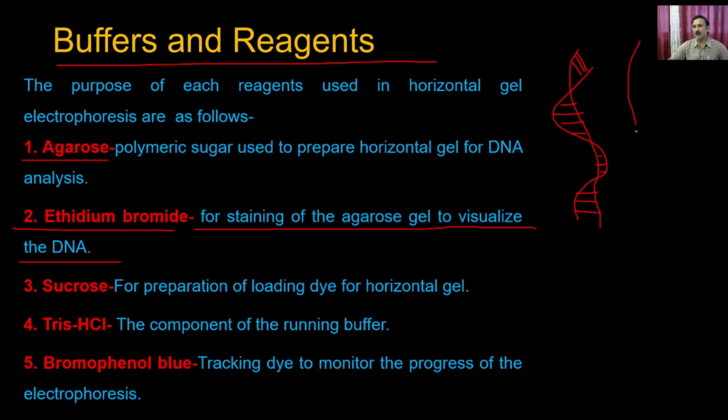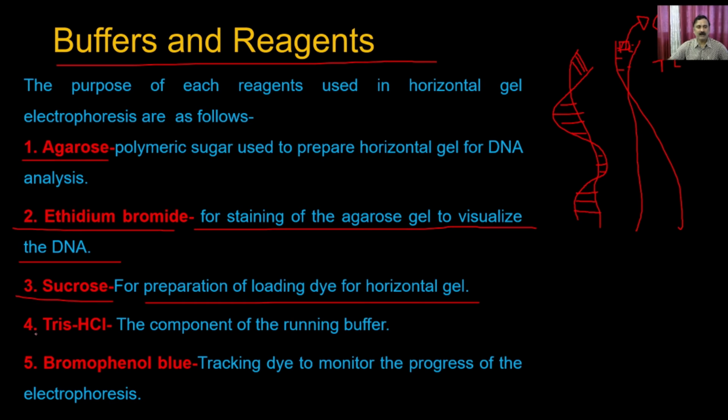So what happens is, when you have a DNA, it has the nucleotides on the corners, and within these nucleotides, the ETBR molecules are going to sit like this, and that's how it is going to give you the orange fluorescence. So once it intercalates within the nucleotides, it is going to give you the orange fluorescence under the UV lights. Then you require the sucrose. Sucrose is required for the loading dye. Then you require the tris, which is required for preparing the running buffers.